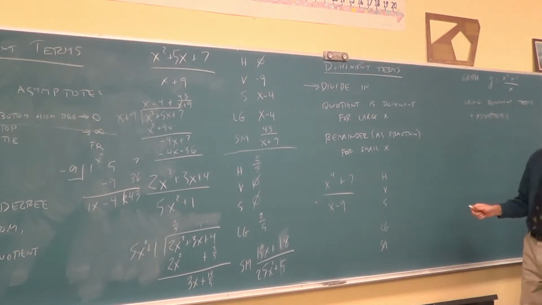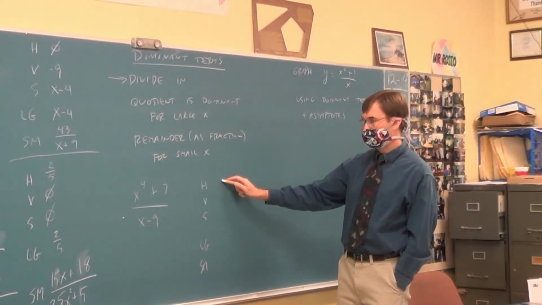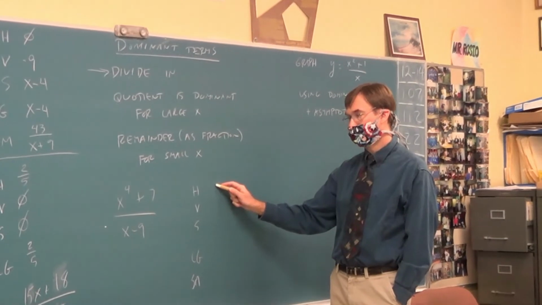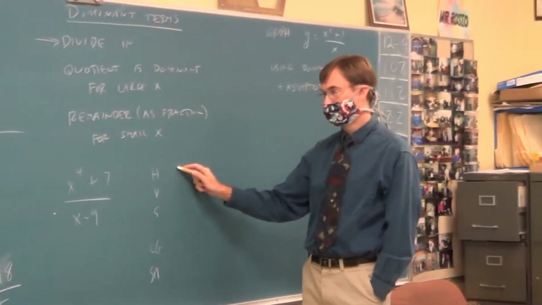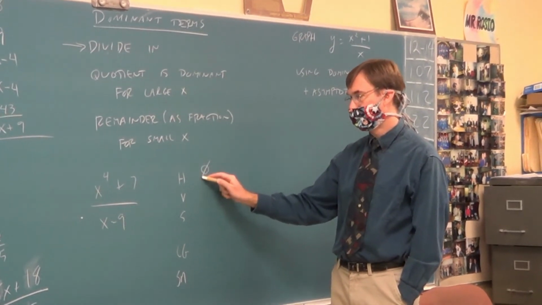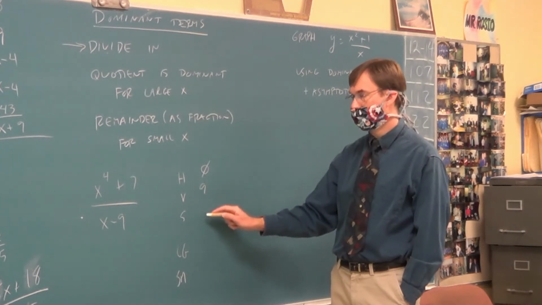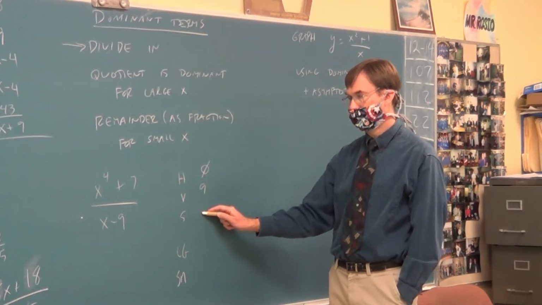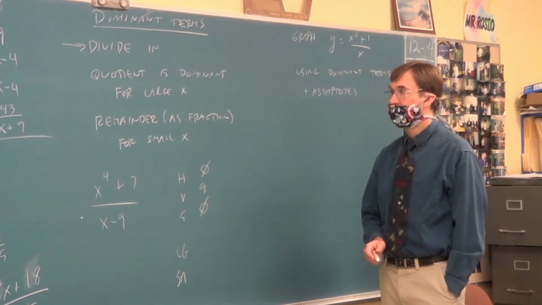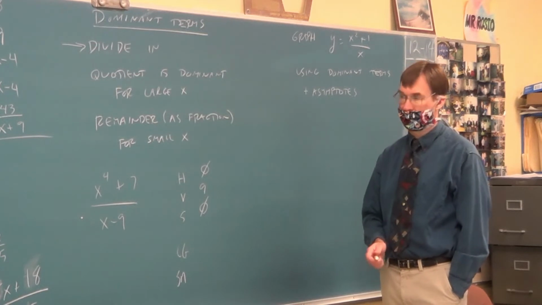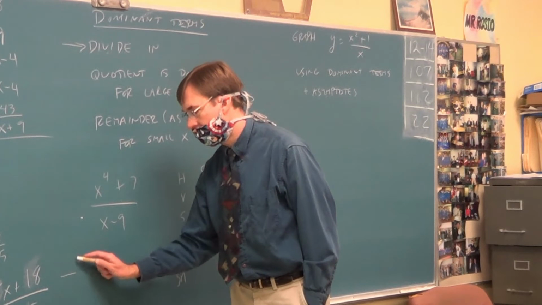So let's do another one. Horizontal, no. Vertical, yes, 9. Slant, no, because top's not bigger by 1. And then to figure out the dominant terms, we're going to have to divide. I would not long divide. I would synthetic divide at every opportunity.